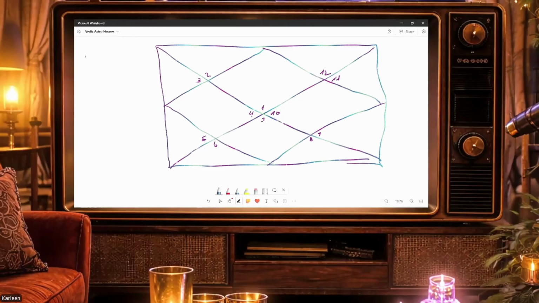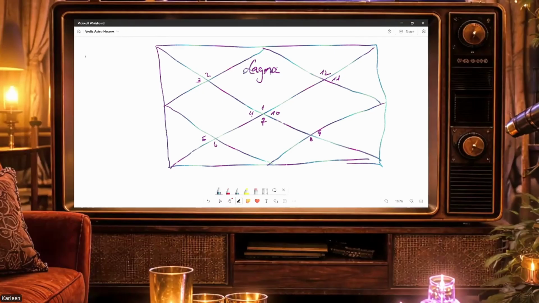So you already know Aries, Taurus, Gemini, Cancer, Leo, Virgo, that's a 7, Libra, Scorpio, Sagittarius is 9, Capricorn, Aquarius, Pisces, right? So the next thing is that the first house is called Lagna. And the Lagna or the ascendant is one of the most important houses and information givers in Vedic astrology.